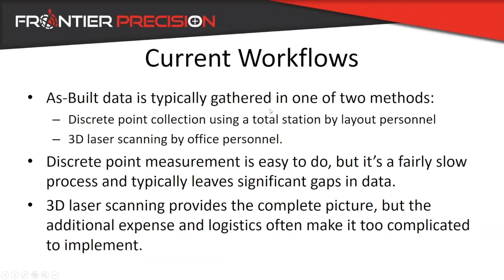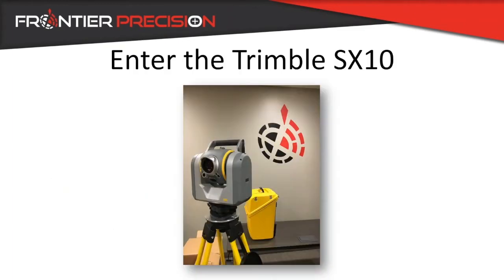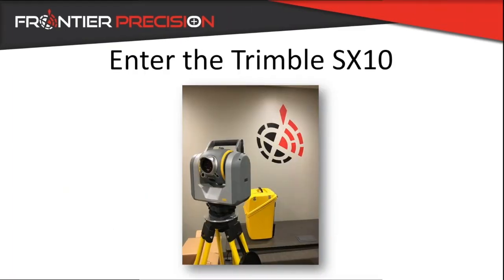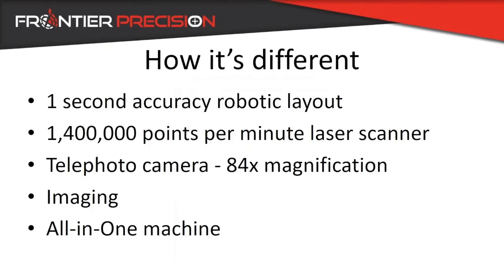So really, the solution that fits is going to be the Trimble SX10. The SX10 is at its base level a 1-second accuracy robotic total station that can be used traditionally. It's a normal system, but what Trimble has done that gives you the extra bang for the buck and what makes it such a remarkable instrument is some of these features listed here.